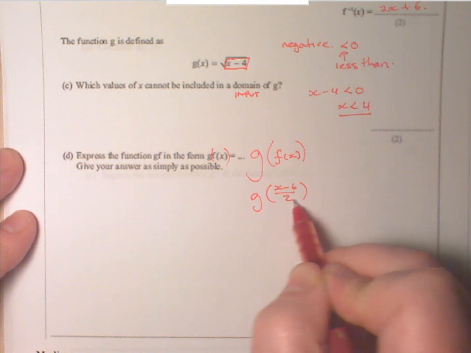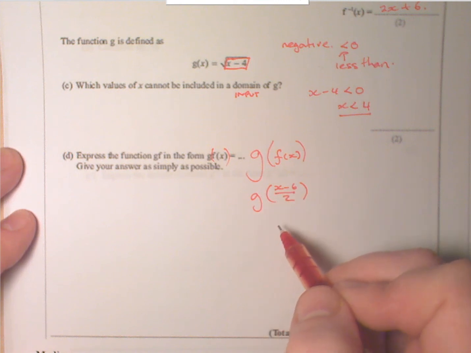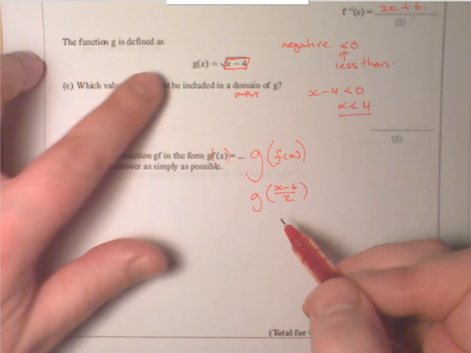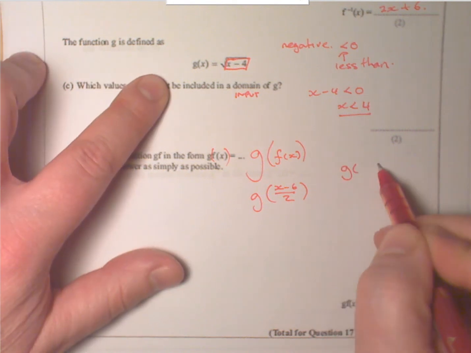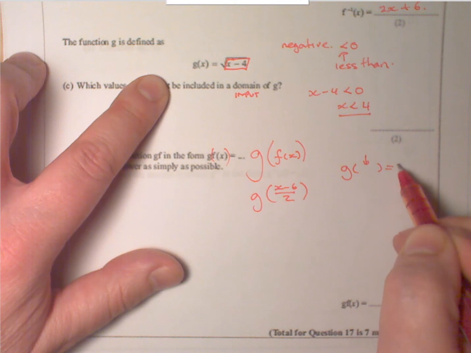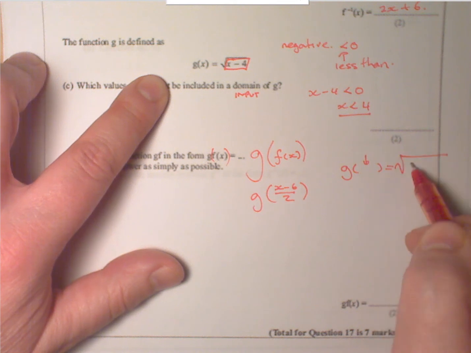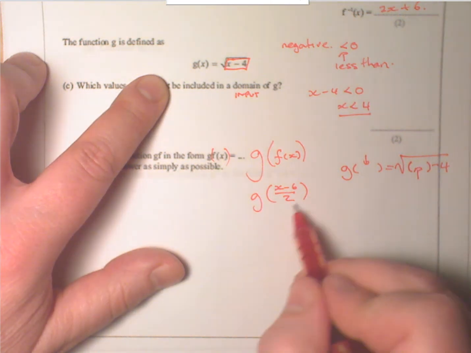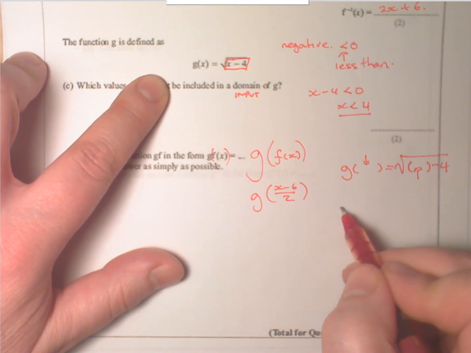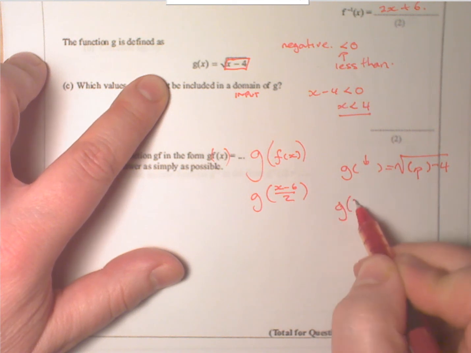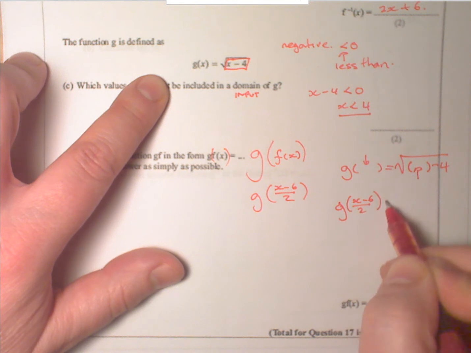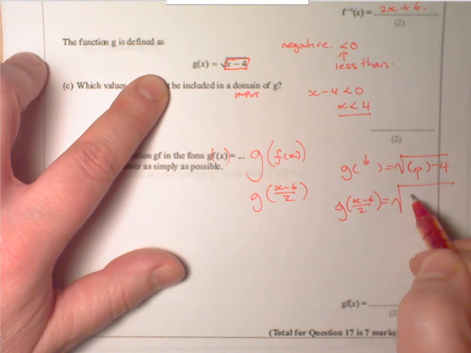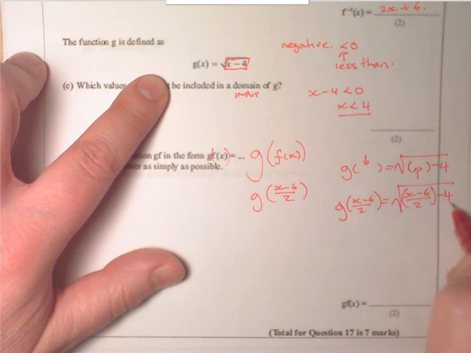over 2. Now the G machine is defined here as G: take your input number and square root it, minus 4. Whatever goes in there goes in there. Now instead of a nice number, we've got this horrible fraction to do, but we've just got to be brave and do it. So let's do G of x minus 6 over 2, which is equal to the square root of x minus 6 over 2. Okay, so now that's looking pretty mean.